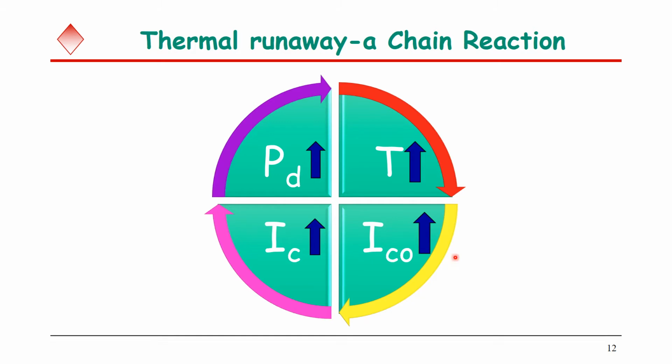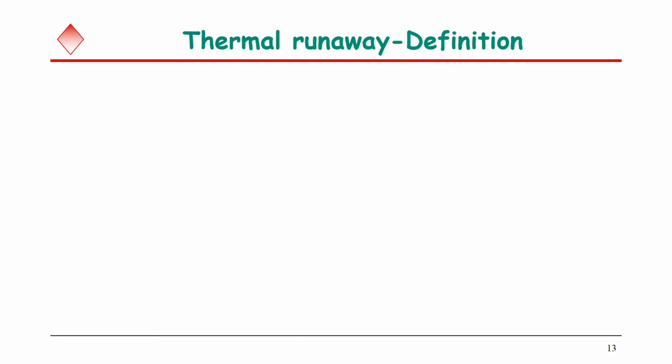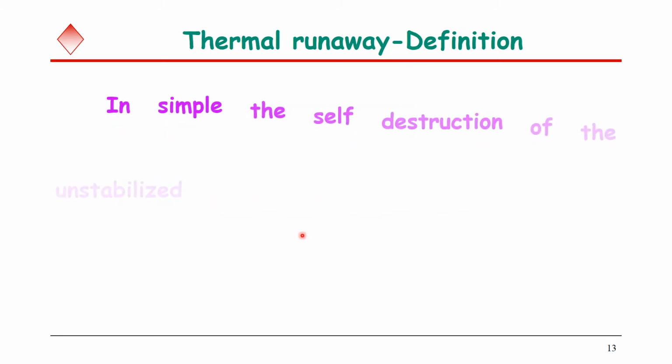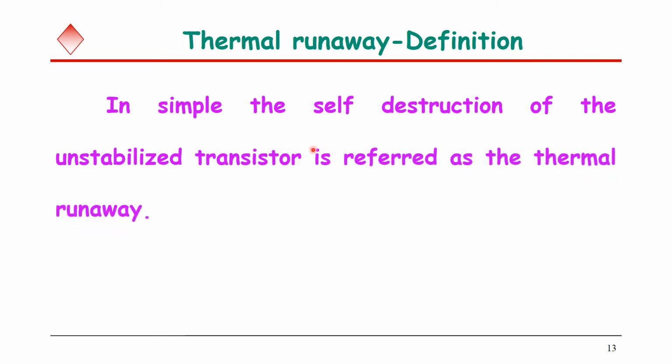If this process becomes cumulative, what happens? It leads to the destruction of the transistor. In simple terms, we can define thermal runaway as the self-destruction of an unstabilized transistor. We say self-destruction because, as the temperature increases and the cycle repeats, the device is destroyed.